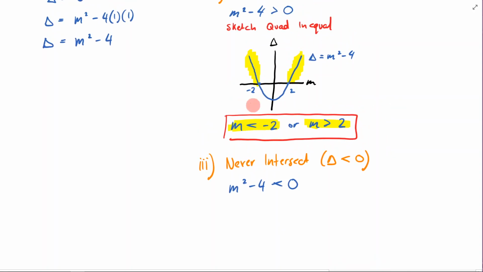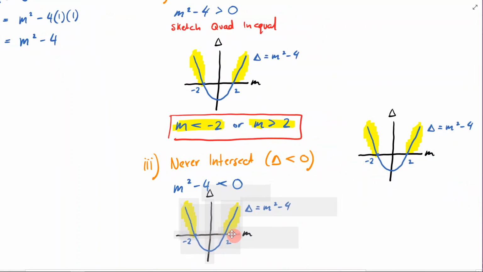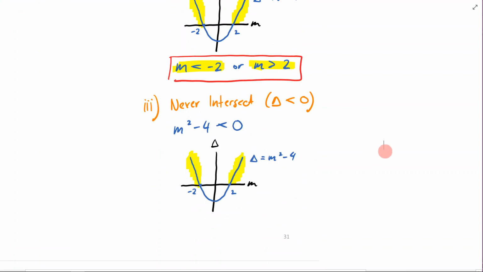Now, we could just take what we've done up here, Control C. Obviously, you're going to have to redraw this. Paste it. Put it down here. And now, we don't want the bit above the x-axis. We want the bit below the x-axis. I want this part now. So that means my answer is going to be -2 is that. That is my answer there. So when it's between -2 and 2, that is my answer.